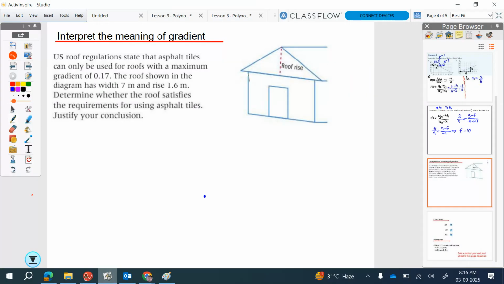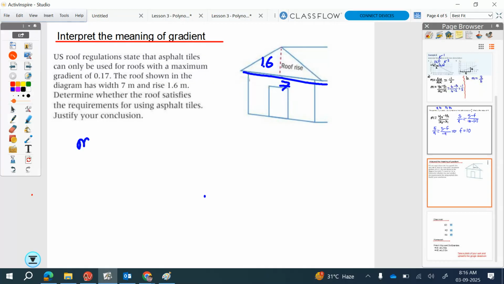Okay, so we have roof regulations that state that asphalt roof tiles can only be used on roofs with a maximum gradient of 0.17. We've got the roof shown in the diagram. It tells us that the width is 7, so this is equal to 7, and it says that the rise is 1.6, so this is 1.6.